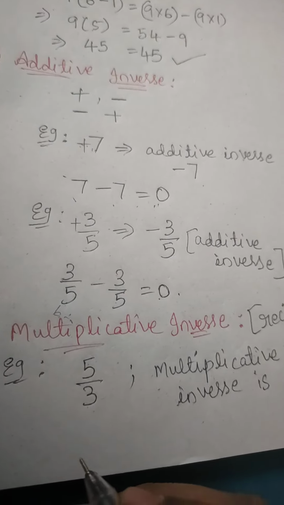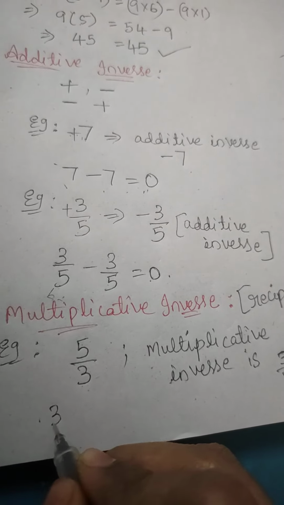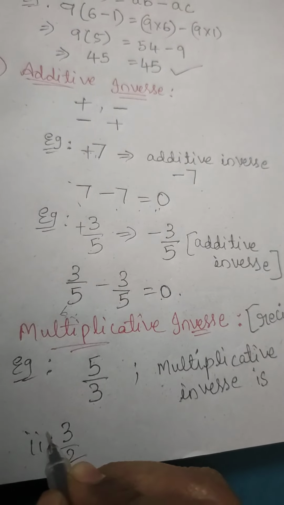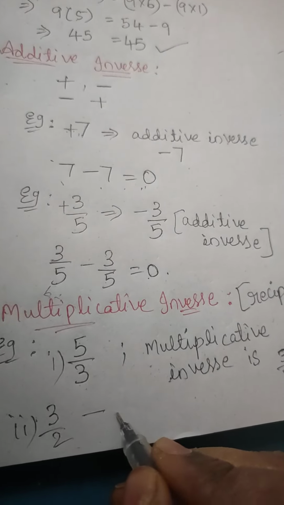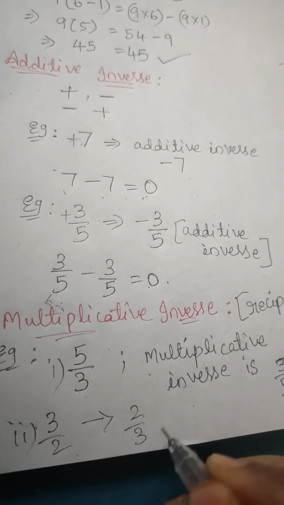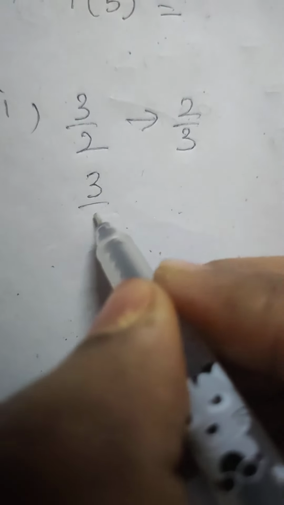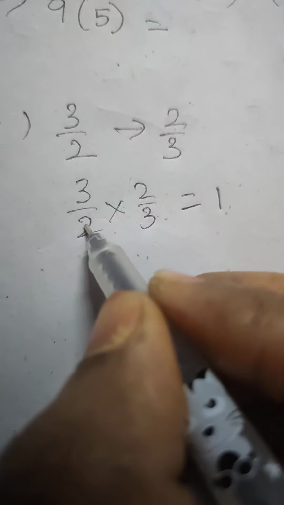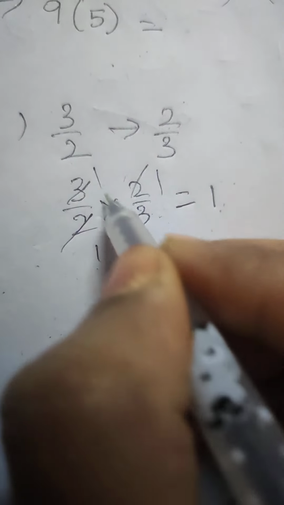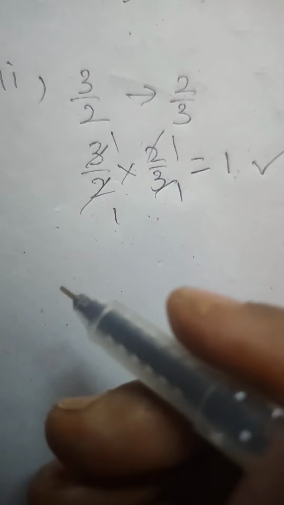One more example. If I take the number 3 by 2, the multiplicative inverse will be 2 by 3. If we multiply these two numbers, then we should get the value 1. Here 2 threes are 6, 3 twos are 6, so 6 by 6 is equal to 1. This is the multiplicative inverse.